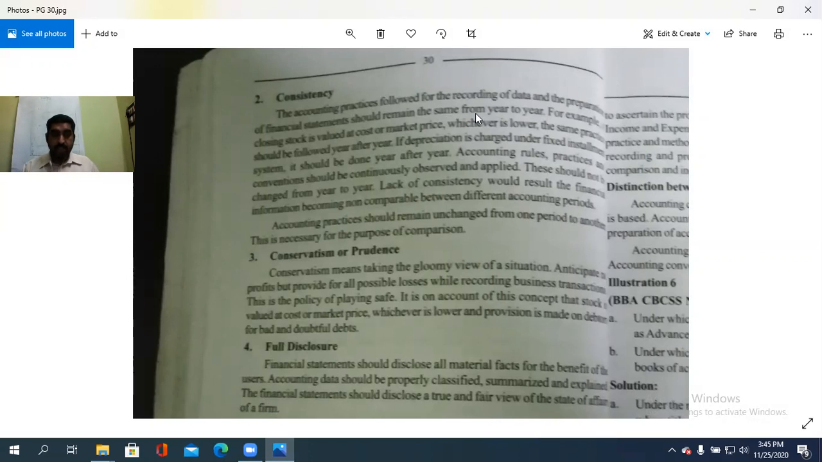So the rules and regulations prescribed by the accounting practices should be the same year after year. There is no new change coming. It remains constant, consistent. So that is the second point, consistency. The accounting practices followed for the recording of the data and the preparation of the financial statement should remain the same from year to year. For example, the closing stock is valued at cost or market price, whichever is lower. The same practice should be followed year after year. If depreciation is charged under the fixed installment system, it should be done year after year.